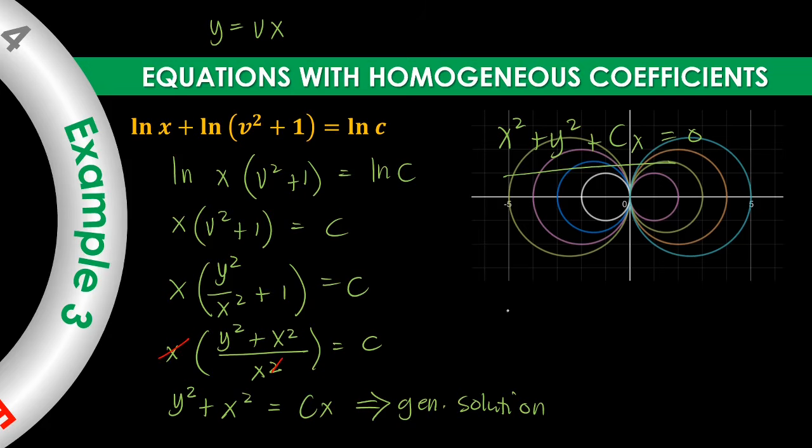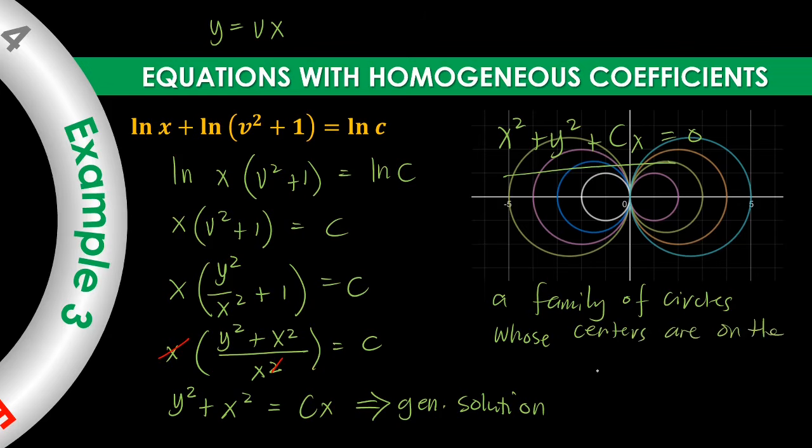Okay? So, this is a family of circles whose centers are on the x-axis and are tangent to the y-axis. So that's the proper way of describing this family of curves. Okay? So, next example, example number 4.